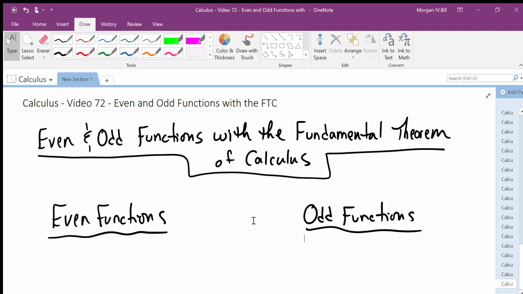Calculus, video 72, even and odd functions with the fundamental theorem of calculus. Alright, so a little bit of review.